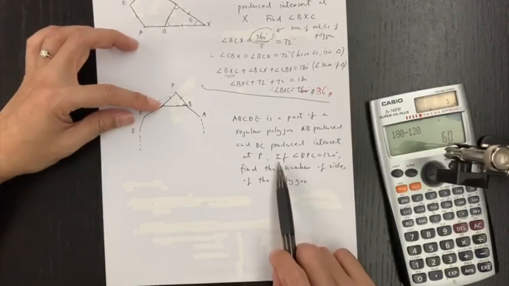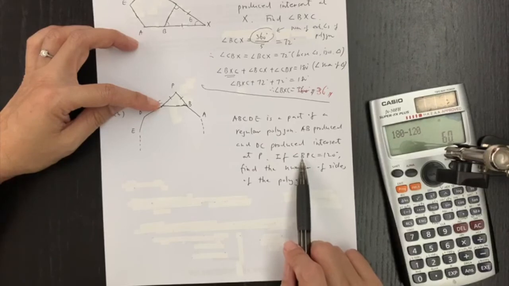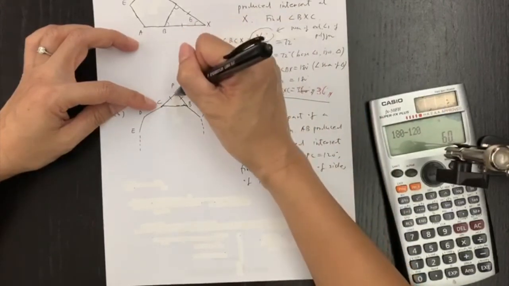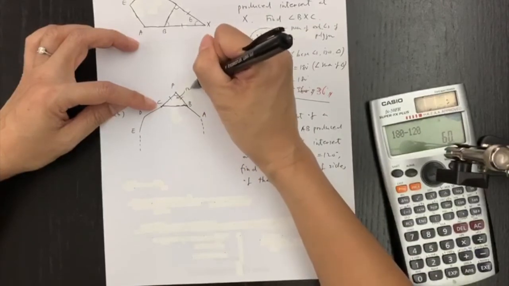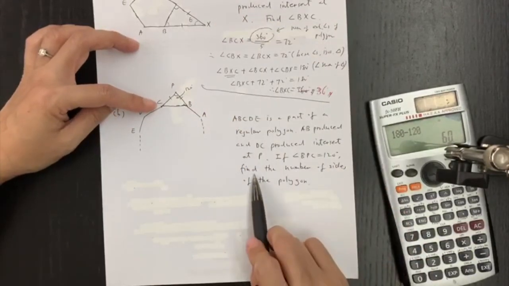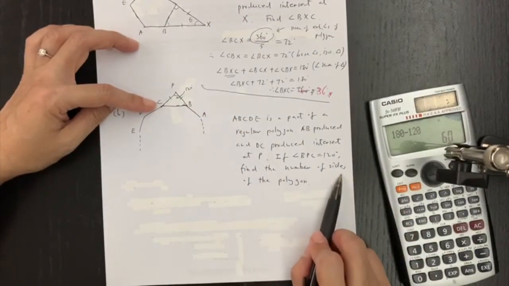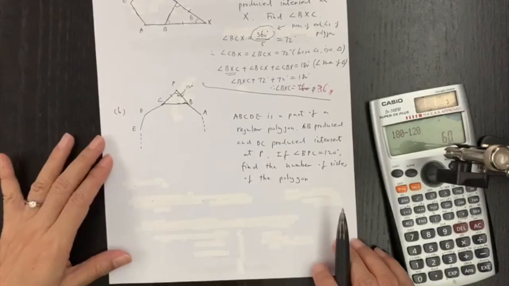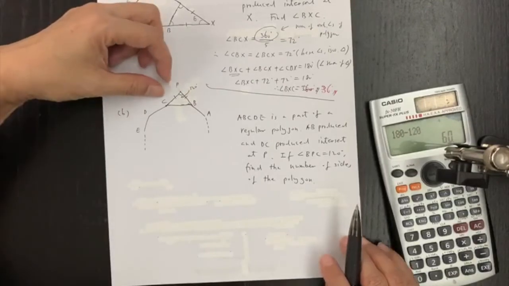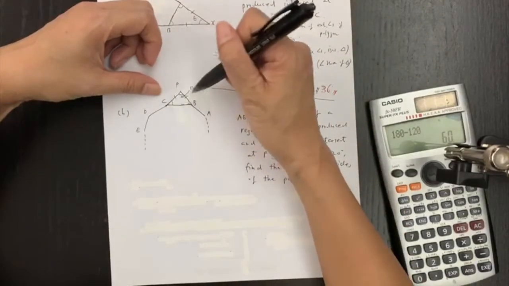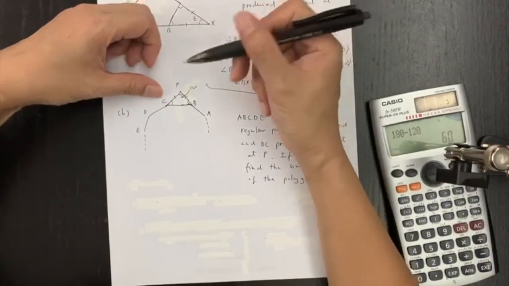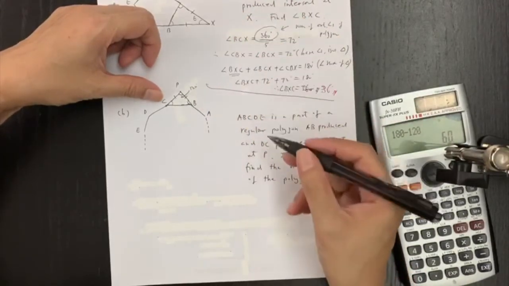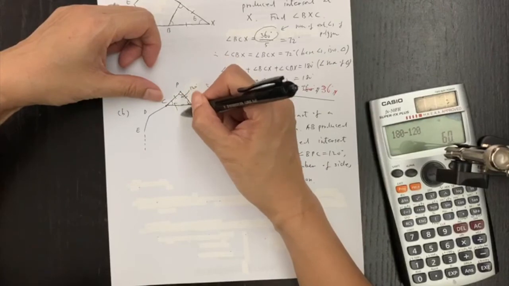Okay, and angle BPC, so where is BPC? BPC is here. We are given this, which is equal to 120. And now we need to find how many sides this polygon has. Are you ready? So let's look at this. What do you think about this angle and this angle? They should be the same, right? What is the reason? So can we say that this is x?